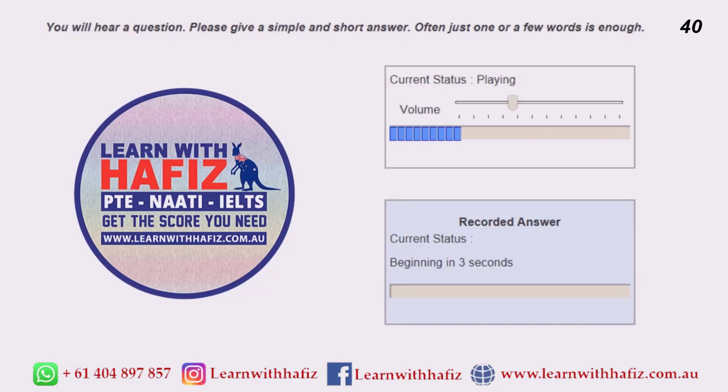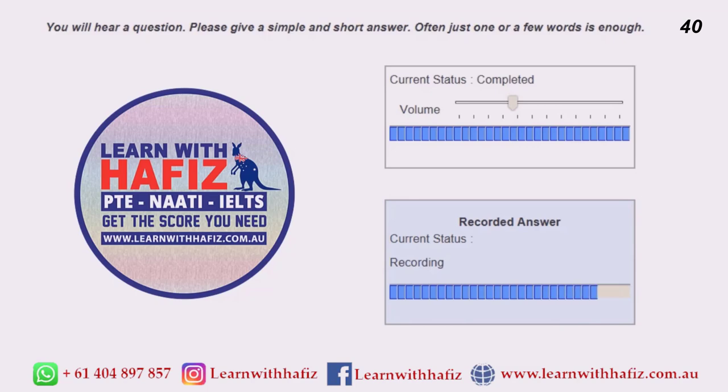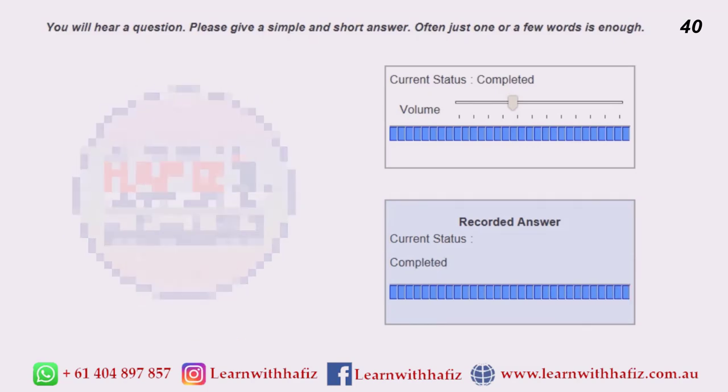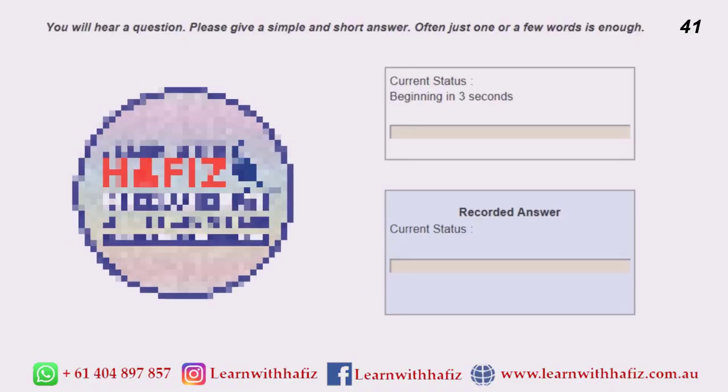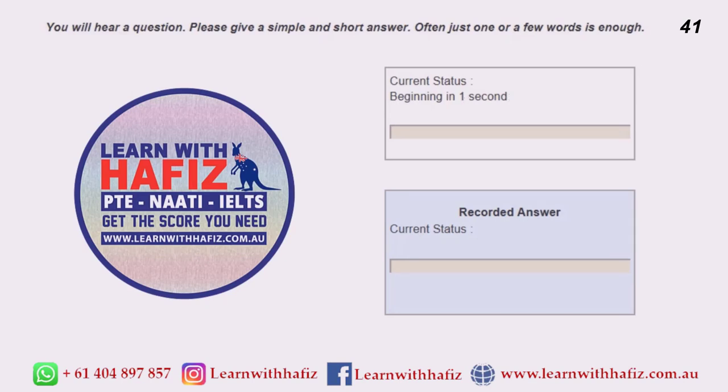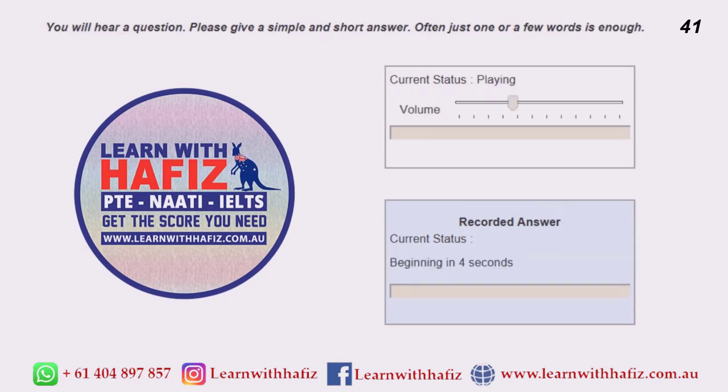Who seats at the cockpit of an airplane? Correct answer is. Which source is more reliable, magazine or journal?